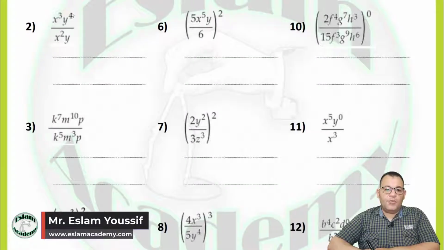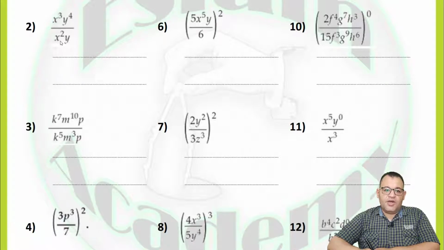x to the power 3, y to the power 4 over x to the power 2, y. At the first, x to the power 3 divided by x to the power 2 is equal to x raised to the power 1, because we subtract 3 minus 2 equals 1. y up and y down, just write y and subtract the power. 4 minus 1 equals 3.